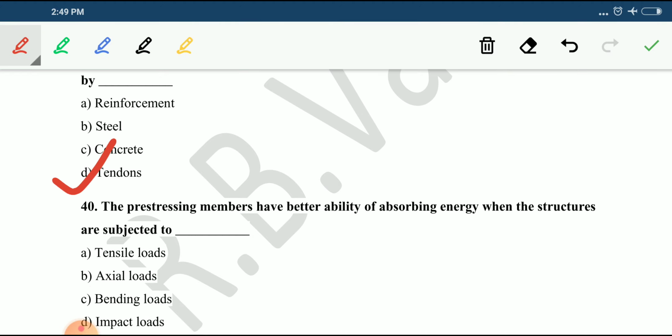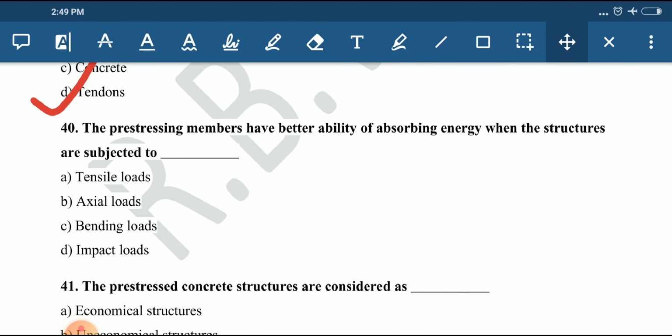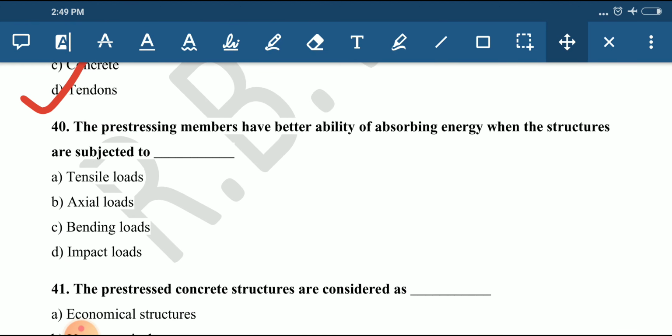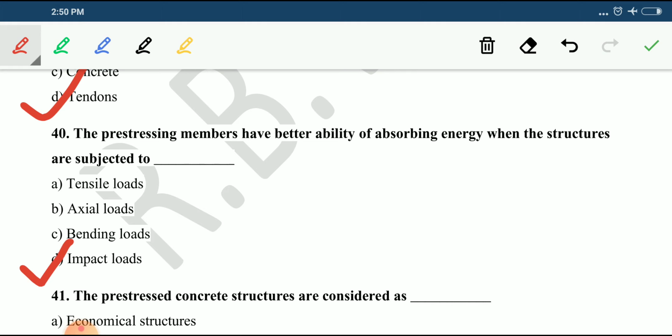Okay, next, the pre-stressing members have better ability of absorbing energy when the structures are subjected to which type of loads? Tensile loads, axial loads, bending loads, or impact load. When it is subjected to impact load, answer D is the correct answer for this one.